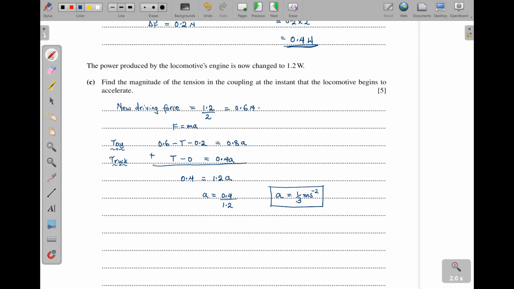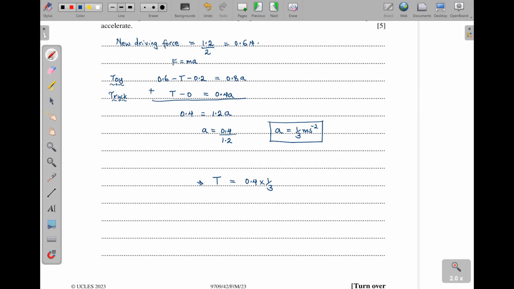What do they want us to find? The magnitude of the tension. Now, I can substitute the acceleration here or here, but of course the easiest would be the truck equation. So the tension is going to be equal to 0.4 times a third. I can write it as a decimal or a fraction. 0.4 is the same as 2 over 5, times a third. So 3 times 5 is 15. So our tension is going to be equal to 2 over 15 newtons. That is that.